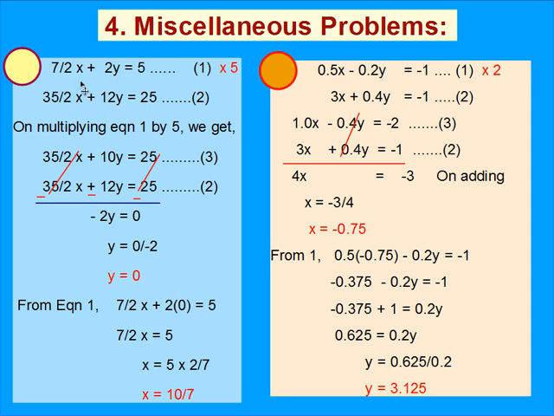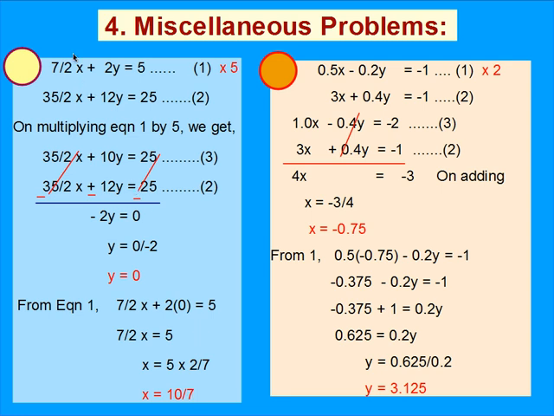Since this is 7 upon 2x and this is 35 upon 2x, what I have done is multiply this equation by 5, so it became 35 upon 2x. So 35 upon 2x and 35 upon 2x got cancelled. I got 10y plus 12 minus 12y, minus 2y is 0, and y came 0. And then 7 upon 2x plus 2 into 0 is 5, so I got the value of x, 10 upon 7.